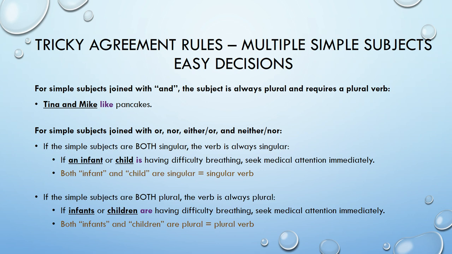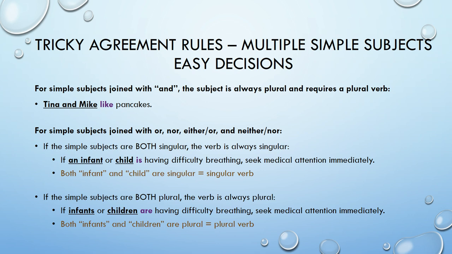All right, so we have multiple simple subjects, the easy decisions. So if you have two or more simple subjects and you have the word and in between them, the subject is always going to be plural. The complete subject is going to be plural, so the verb needs to be plural. So an example, Tina and Mike like pancakes.